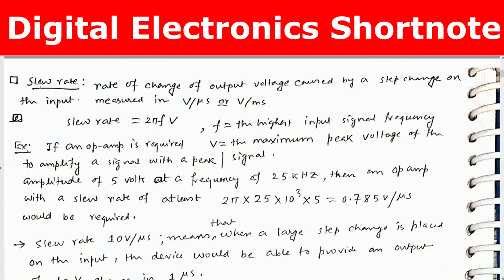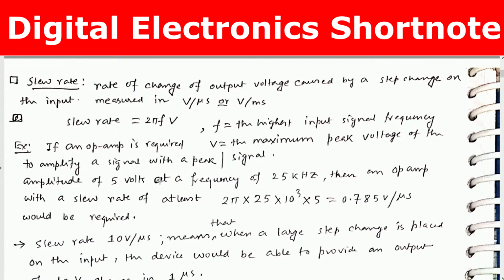Now what is slew rate? I have already mentioned this. Slew rate is the rate of change of output voltage caused by a step change on the input, and it is measured in volt per microsecond or volt per millisecond. The formula for slew rate equals 2 pi f V, where f is the highest input signal frequency and V is the maximum peak voltage of the signal.